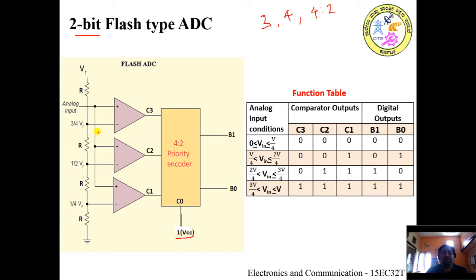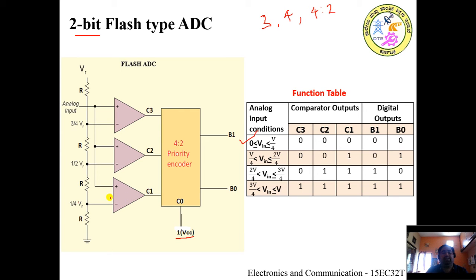As we already understood the working of all these components, we directly jump into the function table and consider the different scenarios and the outputs. Let us consider the first scenario where the unknown analog input voltage is greater than or equal to 0, but it is less than VR by 4. That is, the unknown analog input voltage is less than the reference voltage for the first comparator.